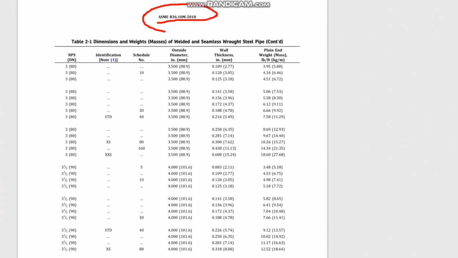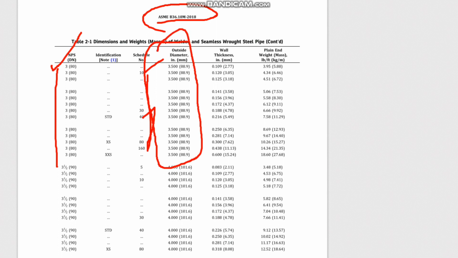You can see here the different nominal pipe sizes are given. For example, 3 inches, schedule 10, 30, 40, 80, 160. So you can find different schedule numbers here. And the related outer dia is a constant value. Only the inner dia will keep on changing based on the pipe wall thickness.